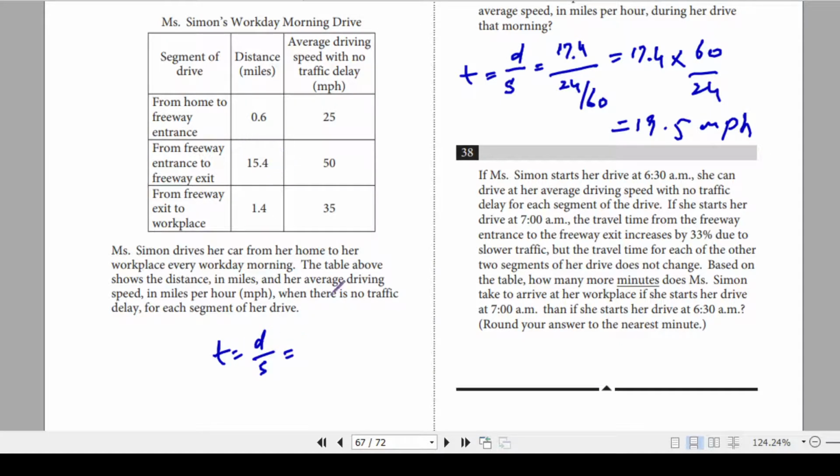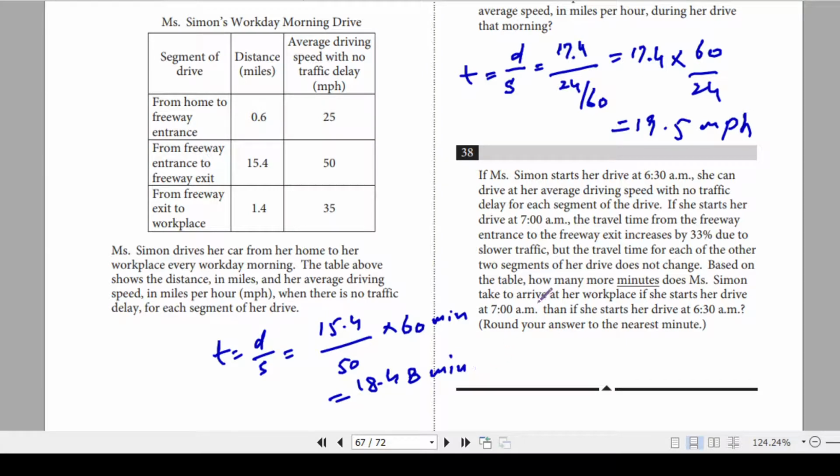So the distance of this freeway is 15.4 miles divided by the speed, 50. And this is in hours, so if you multiply it by 60, that will be the minutes. So the minutes taken on the freeway in usual traffic is 15.4 divided by 50 multiplied by 60, which is 18.48 minutes. So this is the usual time, 18.48 minutes.